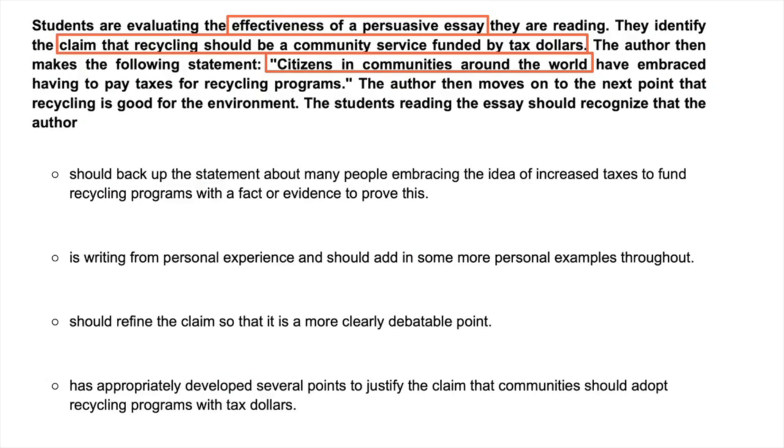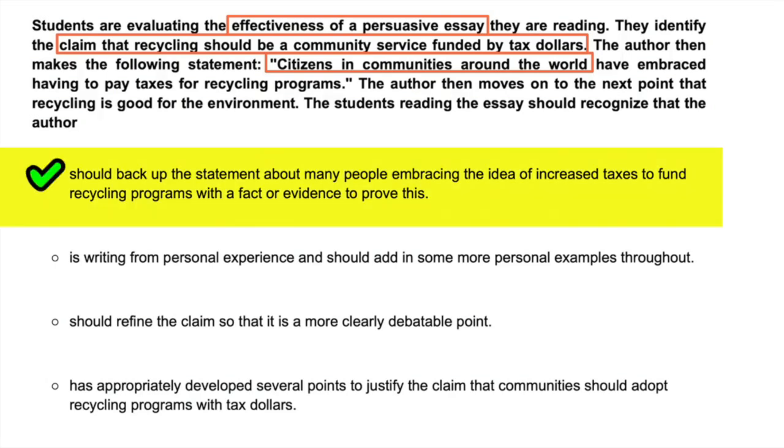The author should back up the statement about many people embracing the idea of increased taxes to fund recycling programs with a fact or evidence to prove this. When we look at that statement, it isn't providing a lot of facts or evidence. It doesn't say what citizens or what communities around the world have actually embraced that idea. So I would say we need more facts or evidence to prove that.